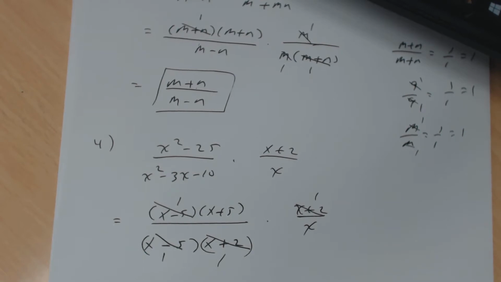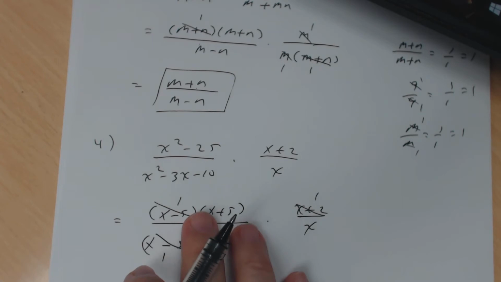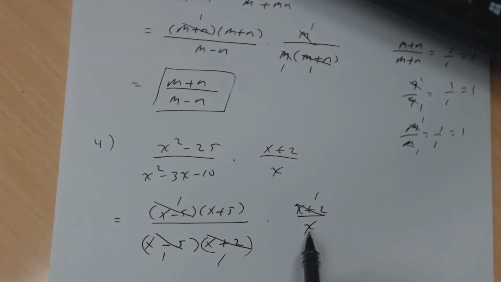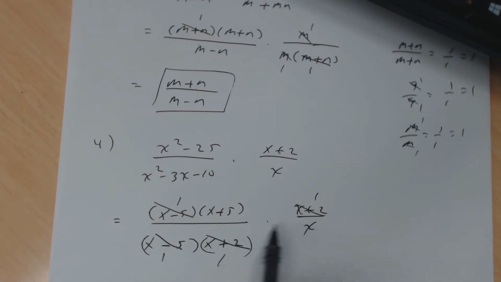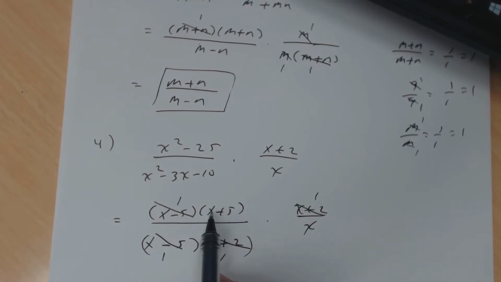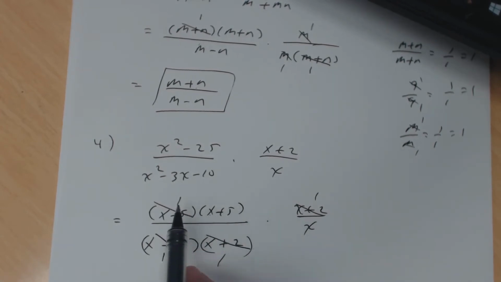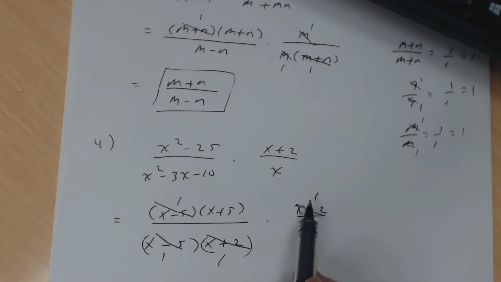And that's all you can do. You don't have any other factors in the numerator that you can reduce in the denominator. Again, be careful. Don't say this x will reduce with this x, because this x right here that I'm pointing to, that's not a factor. Your factor is x plus 5. All right, so 1 times x plus 5 times 1.